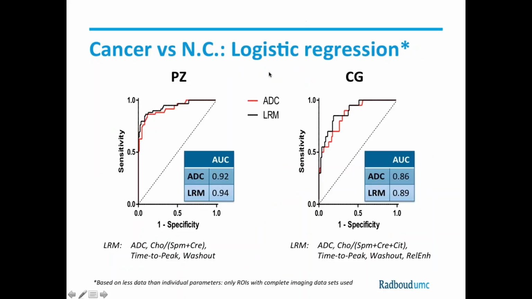If we look at combining all the information from the MP-MRI to find the lesion within the peripheral zone or in the central part or the transition zone, ADC alone has an area under the curve of 0.92. Adding all those other techniques adds only minimally, to 0.94 for the peripheral zone. So in other words, with ADC combined with T2, we already have a very high likelihood of finding the significant cancer within the prostate.